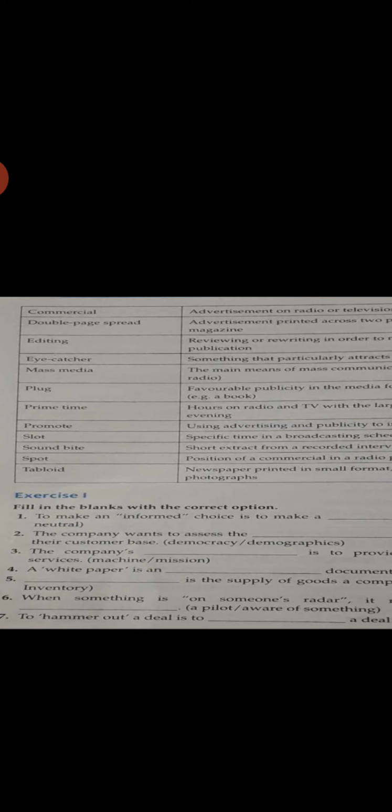Then, mass media. Mass media means the main means of mass communication, that is, newspapers, TV, and radio. That is called mass media. The main means of mass communication is called mass media. So, what is the main means of mass communication? They are newspapers.